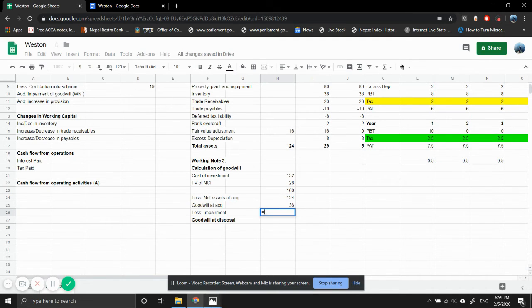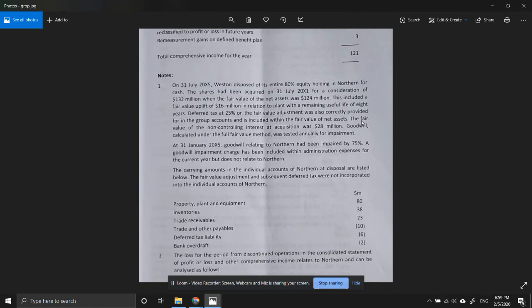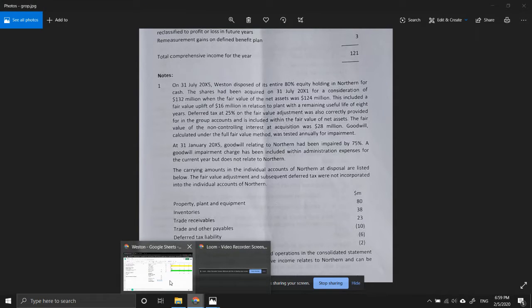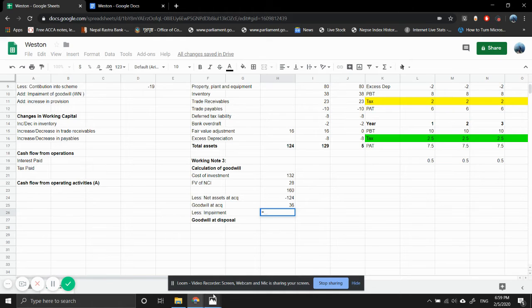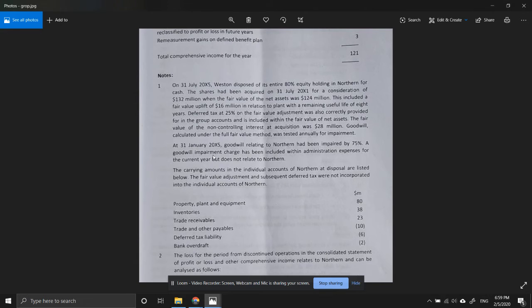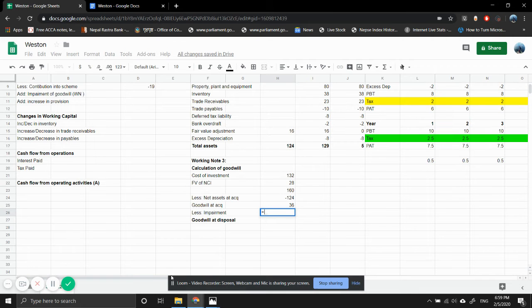What's our impairment percentage? Impaired by 75, right? So this is only, it's already been impaired at 31st January, okay? So 36 into 0.75. So that means this figure will be basically 0.25 only, right? If you subtract 36 minus 27, you will be getting 9 anyway.